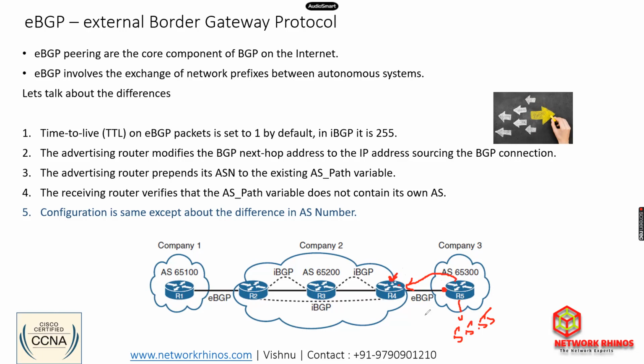Maybe it is 45.0.0.5. This will be the next hop IP to reach 5.5.5.5. And when the same R4 shares the same update to my neighbor R3, what will be the next hop IP address to reach 5.5.5.5? Can someone tell me? When R4 shares the same update to R3, for R3, what will be the next hop IP to reach 5.5.5.5?